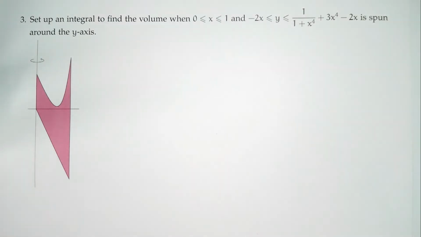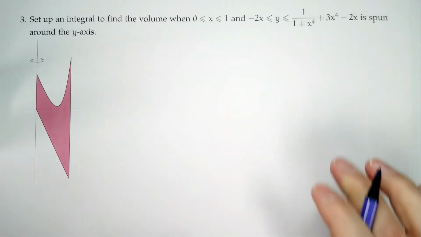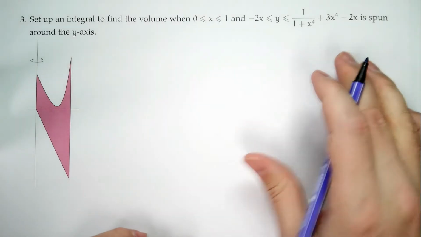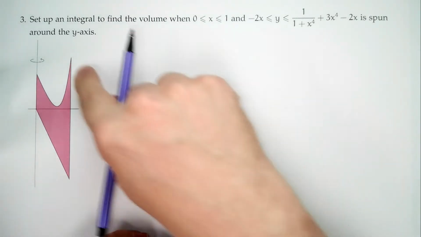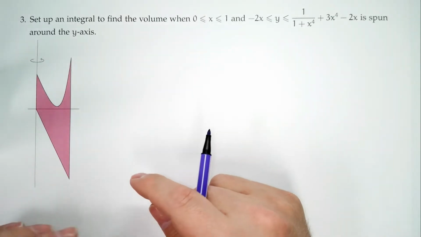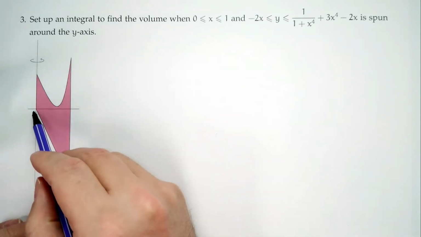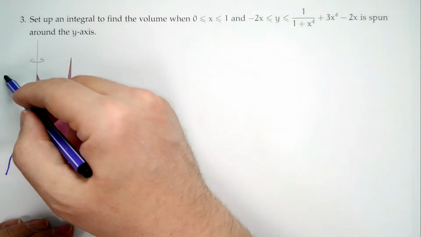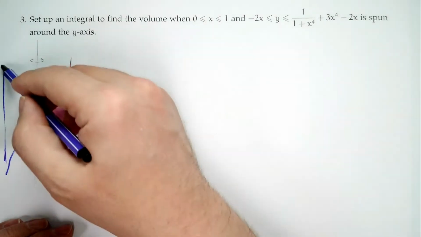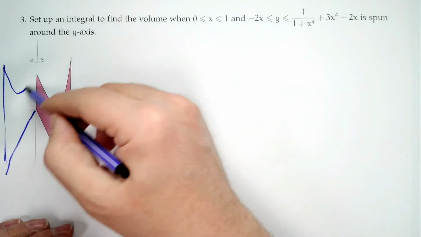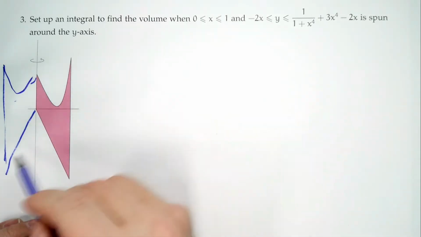So number 3: set up an integral to find the volume when 0 is less than or equal to x less than or equal to 1, and minus 2x is less than or equal to y less than or equal to 1 over 1 plus x to the fourth plus 3x to the fourth minus 2x, spun around the y-axis. So this is our shape here. It's kind of a strange shape. And we can kind of vaguely guess what it might look like when we spin it. Okay. Right? We're going to spin.